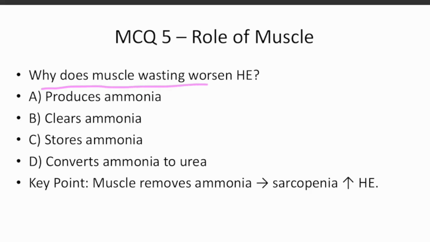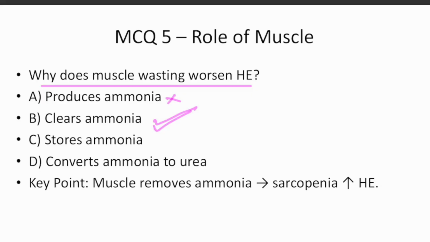Why does muscle wasting worsen hepatic encephalopathy? This is the wrong answer. Muscle helps to clear the ammonia. So remember this point, a patient who is wasted and has sarcopenia is at increased risk of development of hepatic encephalopathy. Muscle removes ammonia, and sarcopenia increases the chance of hepatic encephalopathy.